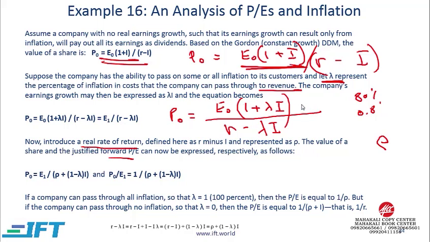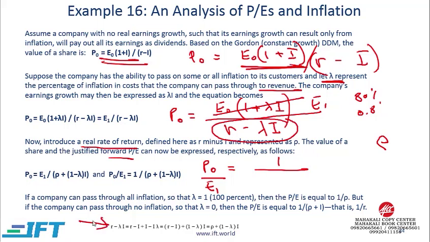Now, what you can do is say the following. Actually, if you look at this, we are writing this as E1. So this same expression can be written like this. P naught is equal to E1 over, you can just bring the E1 over here, and now this is our ratio. 1 over R minus lambda I, using some basic algebra which is shown over here, can be rewritten as the real rate plus 1 minus lambda times I.